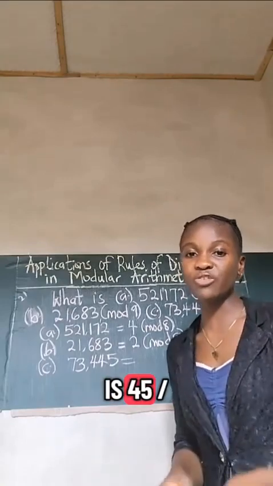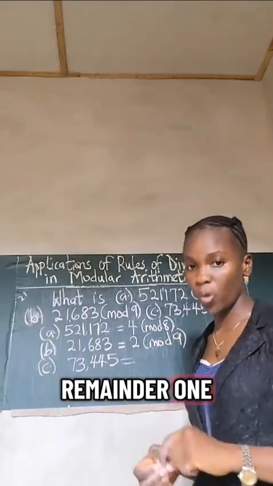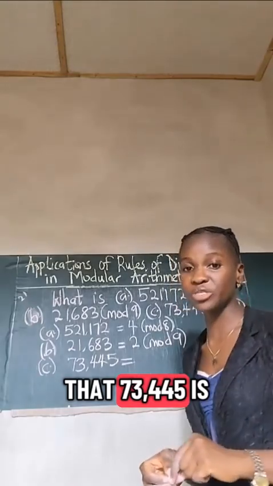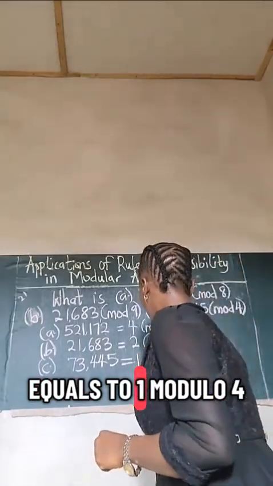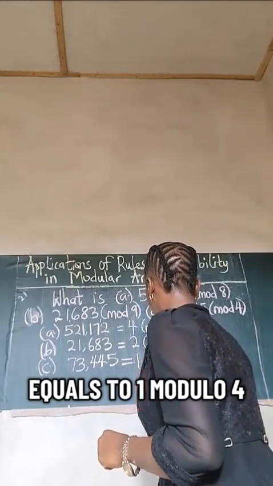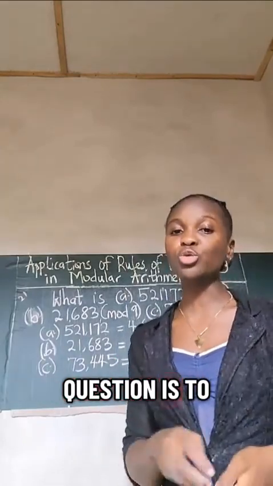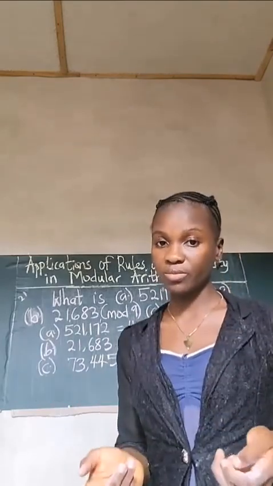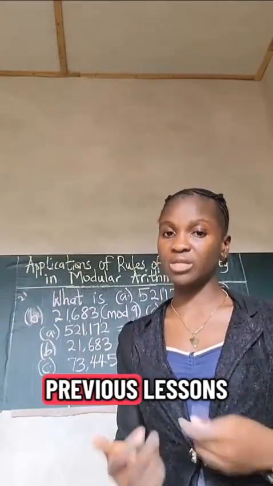So what is 45 divided by 4? That's 11 remainder 1. And that implies that 73,445 is equal to 1 modulo 4. The trick to getting this particular question is to know the rules of divisibility for these numbers, which we have discussed in our previous lessons.